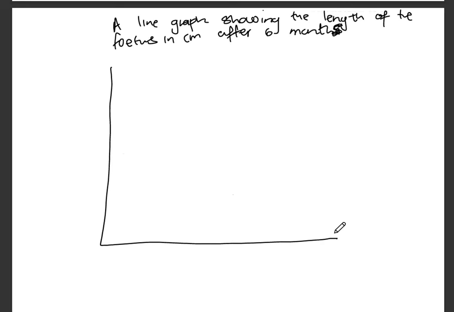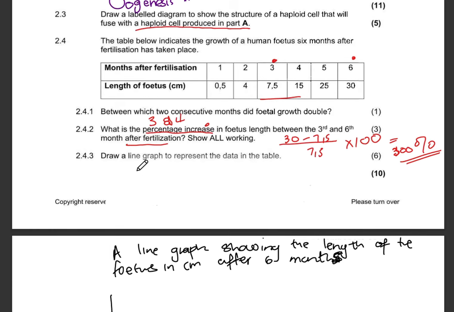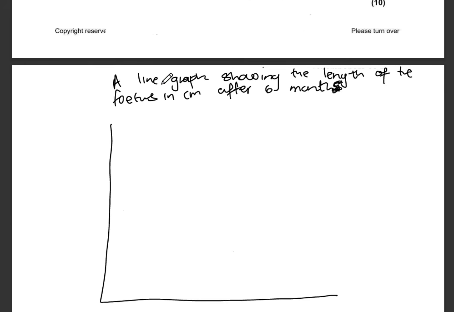I'm not using a ruler, so my graph is not going to be perfect, but obviously you will use your ruler. From the memo, what we have is just months over here, because that's what we have in our table. So: months after fertilization, and length of the fetus, and the length is in centimeters.